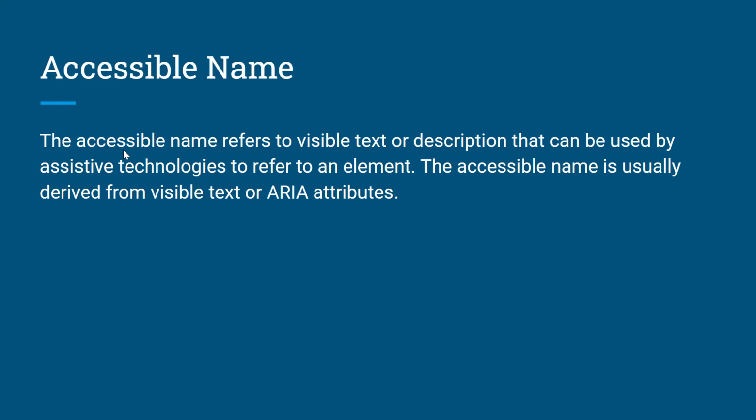So we have a button with text on it. Whatever we see on the button, that is visible text, and that can be the accessible name as well. So that a screen reader can understand, okay, there is a button with the text Submit, and they can convey the same information to users with disabilities, and they can understand what it is.